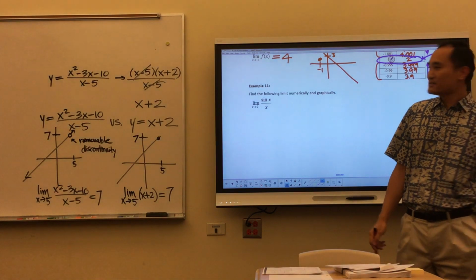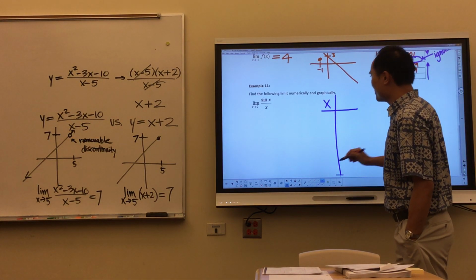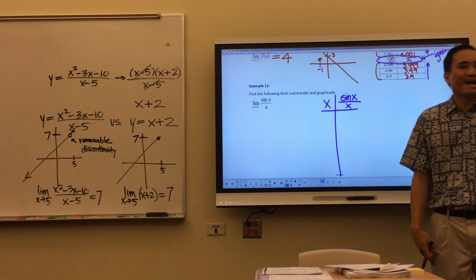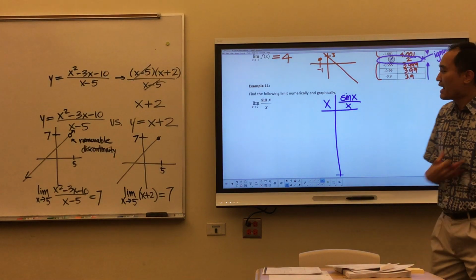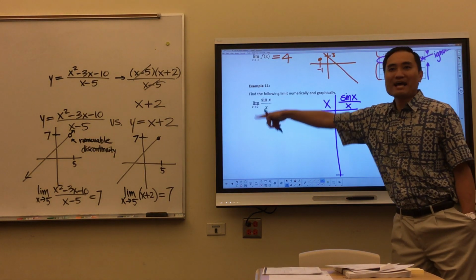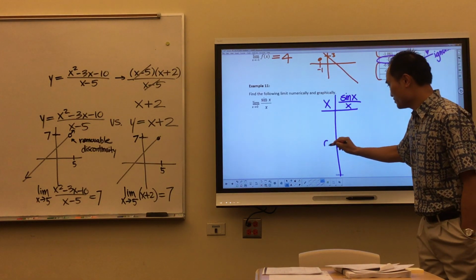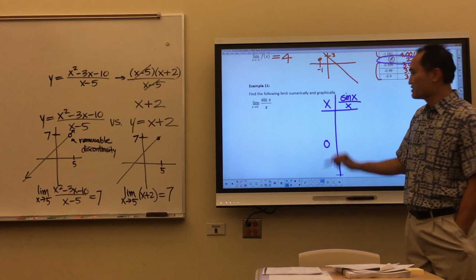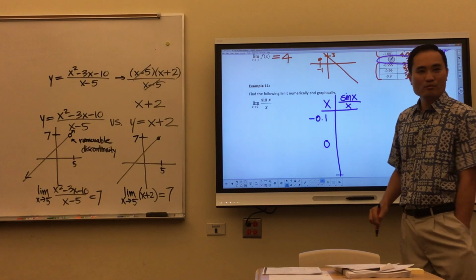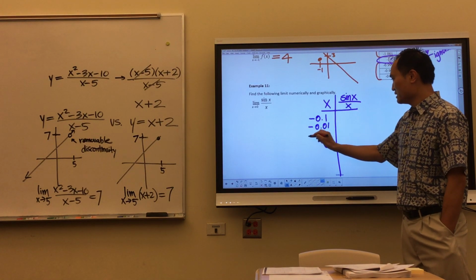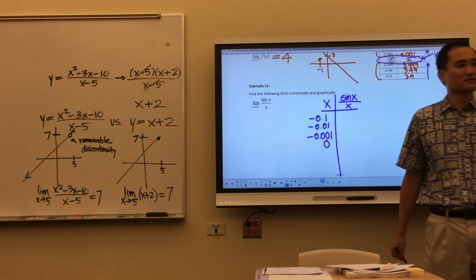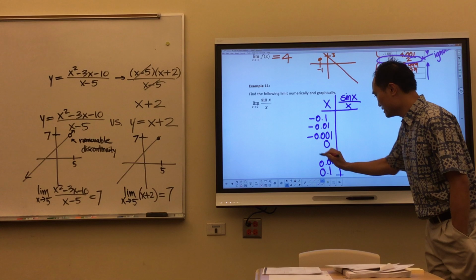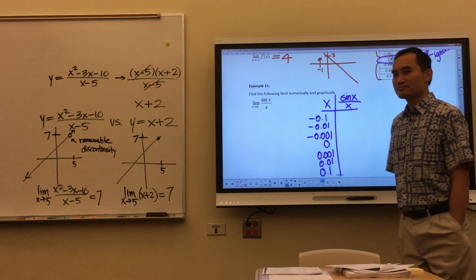Okay, anyways, how do we do this numerically? We build a table. So everyone, we're going to put a table here. Now there are different ways of formatting this. There's no right or wrong way of formatting it. But the way I like to format it is I like to put the value that we're approaching in the middle. So 0. Okay? And then I want to approach it from the left. So maybe we'll have negative 0.1, negative 0.01, negative 0.001. And then I also want to approach it from the right. So 0.1, 0.01, and 0.001.